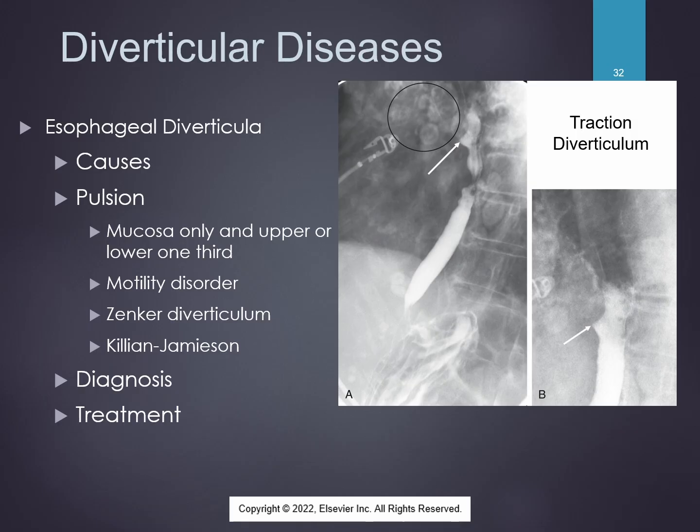Pulsion involves the mucosa only and upper or lower 1/3 of the esophagus. It results from a muscular weakening of the esophagus that allows the mucosa to herniate outward. Different types of pulsion diverticulum are Zenker diverticulum and Killian-Jamison diverticulum, usually asymptomatic until they are large and cause issues. Failure to control the effects of diverticula through diet modifications may result in the need for surgical removal.